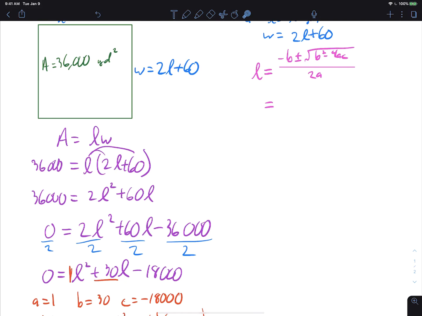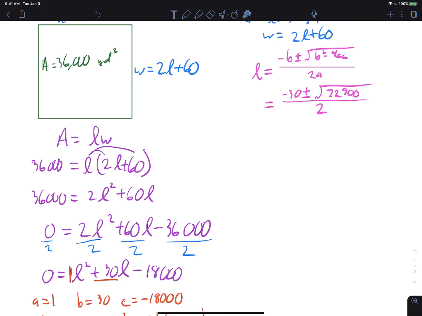Now, negative b means the opposite of b, and b in this case is 30, so the opposite of 30 is negative 30. Plus or minus the square root of 72,900 over 2 times a, and a in this case is 1, so that's just 2 times 1, and that gives us 2. And then you could just type these in with one plus and one minus. If you want, that would work out perfectly well.